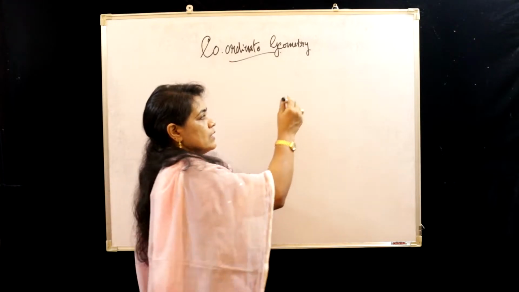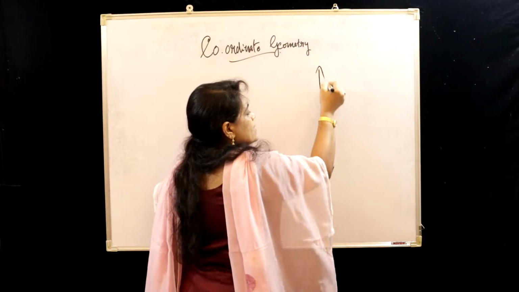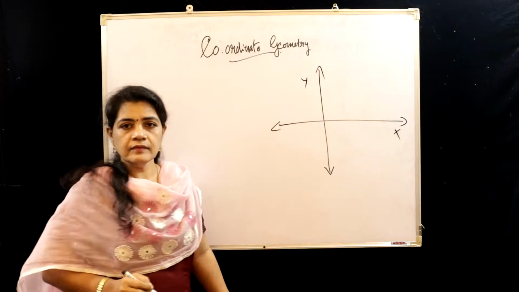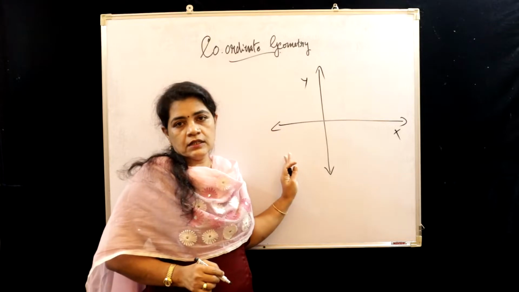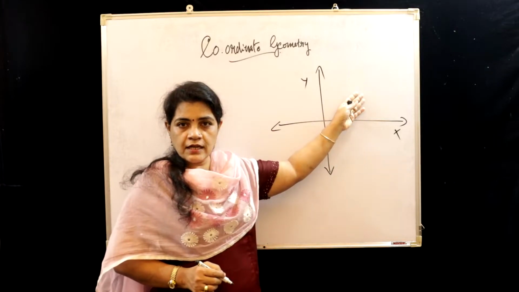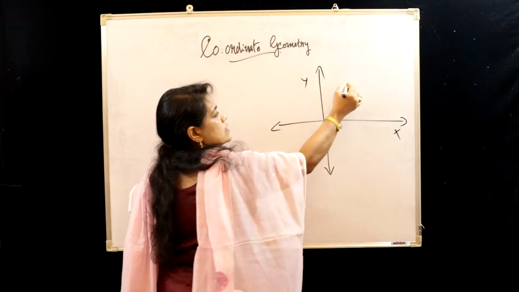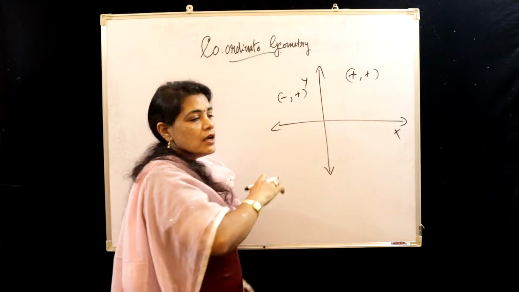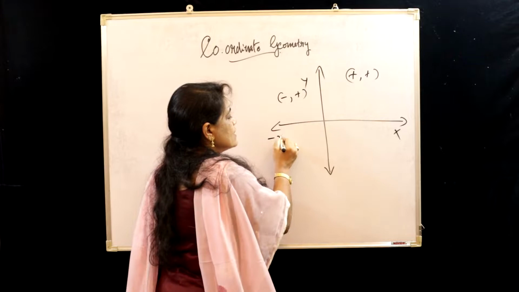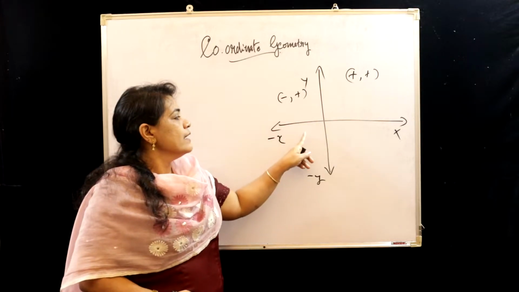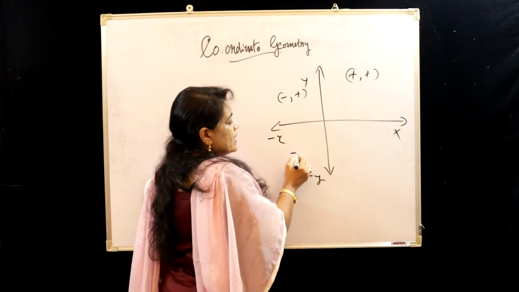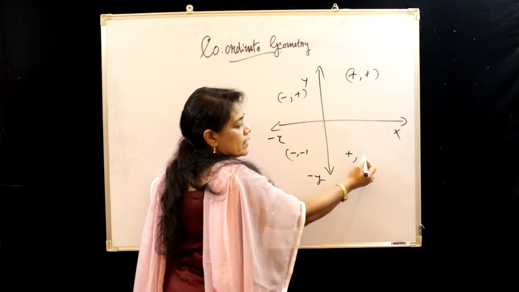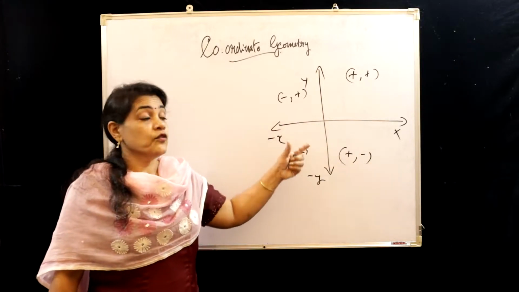Suppose in coordinate geometry we have the coordinate axes, this is the x-axis and this is the y-axis. We know the first quadrant, second quadrant, third quadrant, fourth quadrant. In the first quadrant, both are positive. In the second quadrant, the x coordinate is negative and y is positive, because here is the negative x-axis. Here comes the negative y-axis, and in the third quadrant both are negative. In the fourth quadrant, x is positive and y is negative. These are the signs in different quadrants.